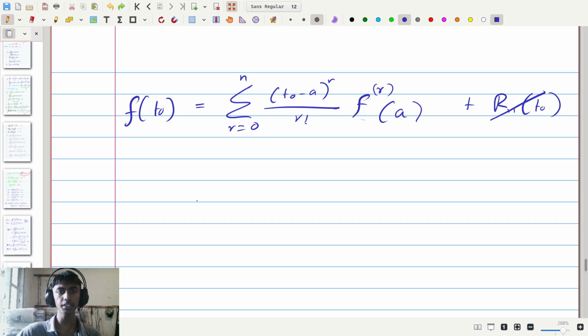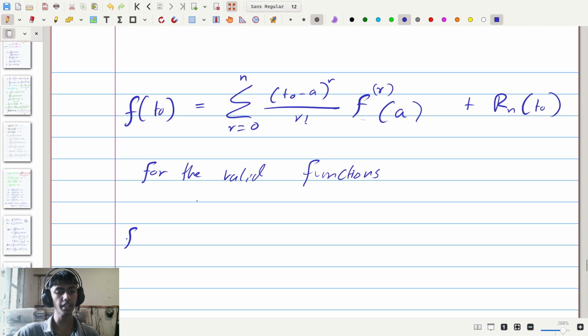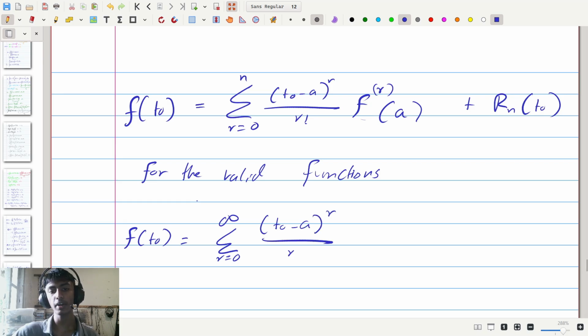For the convergent functions, so we could say for the valid functions, this is going to converge to the Taylor series that we know, which is that f evaluated at t0 is going to be the sum as r goes from 0 to infinity of t0 minus a to the power of r divided by r factorial times the r-th derivative evaluated at a, since this term will be converging to 0 for those functions.